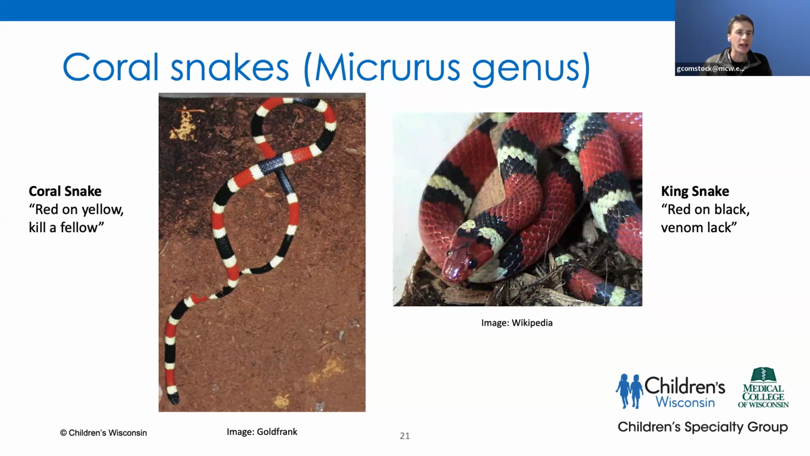There is a look-alike for the coral snake. It's the king snake, and there are these old idioms as far as how you can kind of differentiate between one and the other. So on the left is the coral snake, and the saying is "red on yellow, kill a fellow," and it's because the red touches these yellow bands. And that is a differentiating feature as compared to the king snake, where the black separates the red and the yellow bands. So "red on black, venom lack," that would be a king snake.